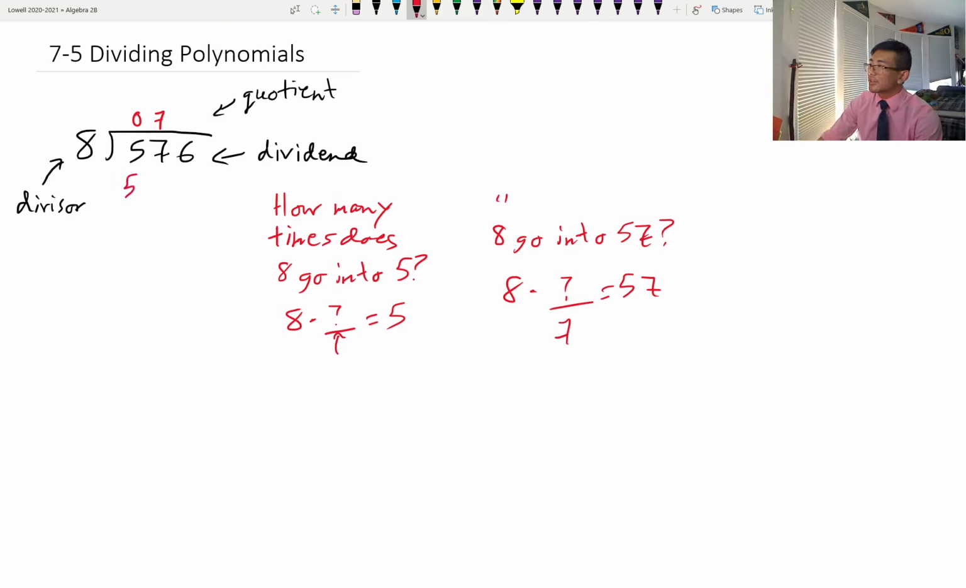Okay, so now I write 56 because that, again, is 8 times 7. And then we subtract to see how much is left over. So if I'm trying to get to 57 and I fill it up with 56, I have 1 left over. That's fine. And I'll drop down the 6. Again, that's just how we do things. Okay, last part. How many times does 8 go into 16?